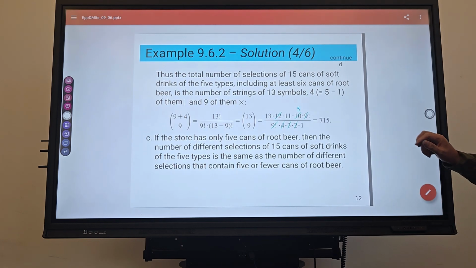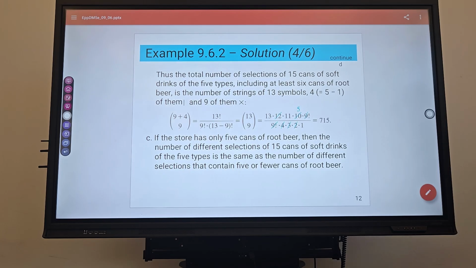So, the number of selections of 15 cans of soft drinks of the 5 types, including at least 6 cans of root beer, is the number of strings of 13 symbols, 4 being the vertical bar and 9 of them being the X's. So you would have 9 plus 4 choose 9, or 13 factorial over 9 factorial times 13 minus 9 factorial, which is 715 different ways you can select the sodas.